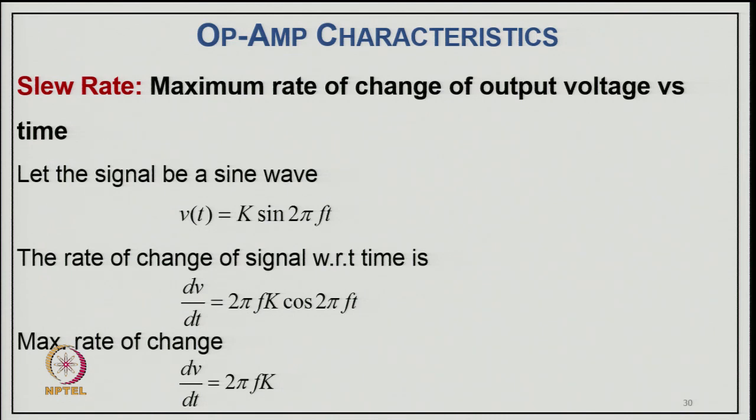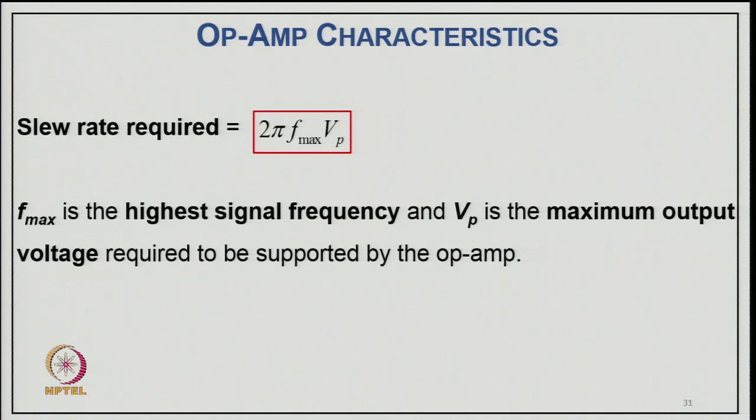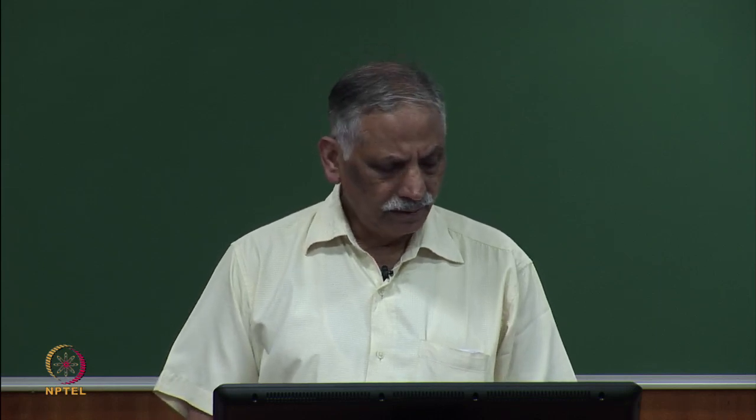So, the slew rate required will be 2 pi f max into Vp, where f max is the highest signal frequency and Vp is the maximum output voltage required to be supported by the operational amplifier. This becomes very important, because if the slew rate is quite small, the signal will not be able to respond at a faster rate. So we have to select the operational amplifier for a particular application depending upon the slew rate requirement also.